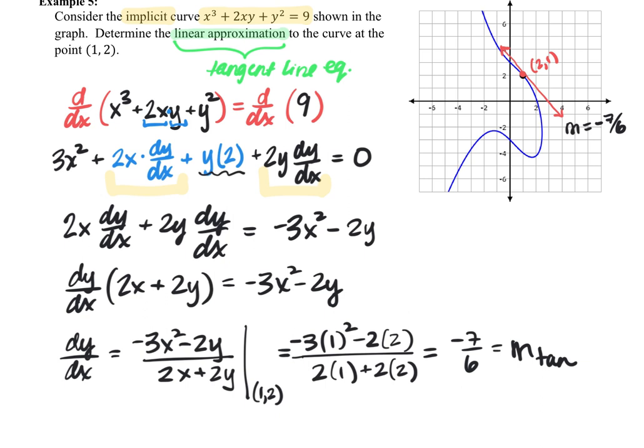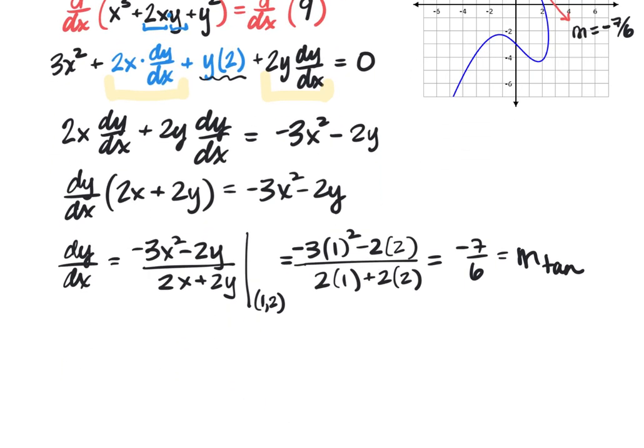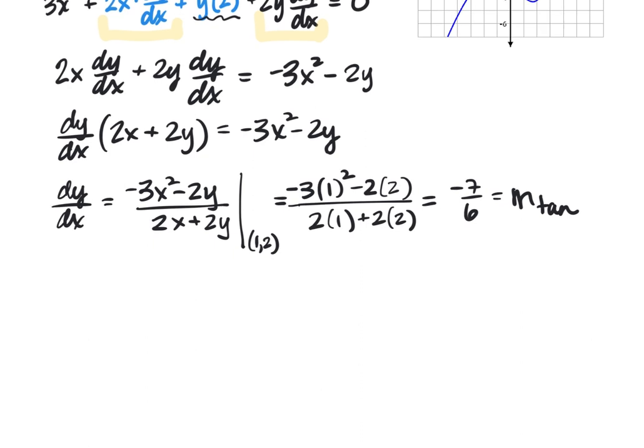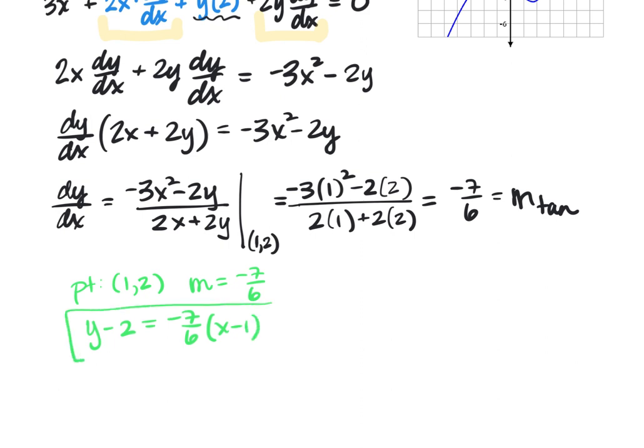So to finish this off and write the equation of the tangent line, we can use either slope-intercept form or point-slope form. Totally up to you. I always prefer point-slope form if I know the point and the slope, which I do. So my point is (1, 2), and we just found that the slope of the line is negative 7 divided by 6. So the equation for our line would be y minus 2 is equal to negative 7/6 times the quantity x minus 1.